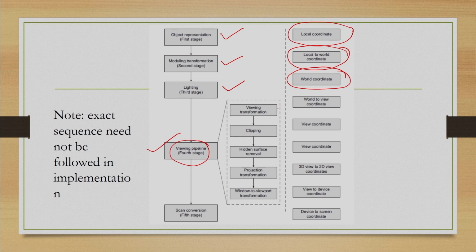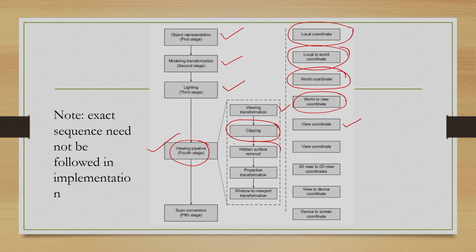There are 5 substages. First substage is viewing transformation. Here we assume that the world coordinate scene is transformed to a view coordinate system. So, essentially world to view coordinate transformation takes place here. Then in this view coordinate system, we perform clipping. So, we define a view volume and whatever objects are outside that volume are clipped out. So, this takes place in the view coordinate system.